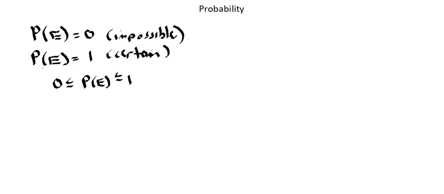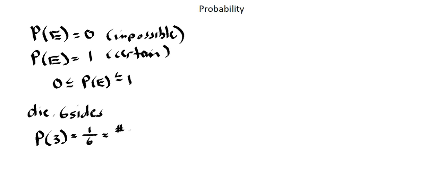Let's consider the example of rolling a die, which has 6 sides: 1, 2, 3, 4, 5, 6. And the probability of rolling a 3 is 1 over 6. So this is the number of acceptable outcomes based on our criteria. And in this case, the criteria is the value 3.